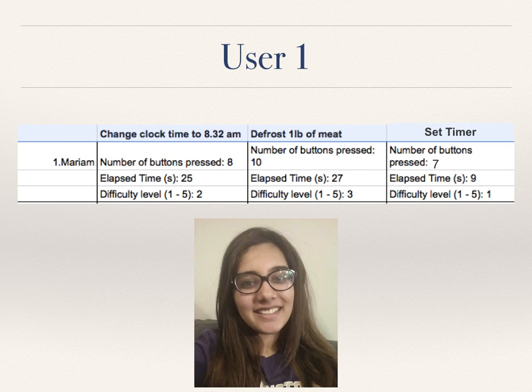So our first user, she had the most difficulty with defrosting the pound of meat, as it took her the most time elapsed and the most number of buttons pressed, and her difficulty rating was the highest for that one. The easiest task for her was to set a timer, as she did have the lowest elapsed time, difficulty, and the number of buttons pressed.